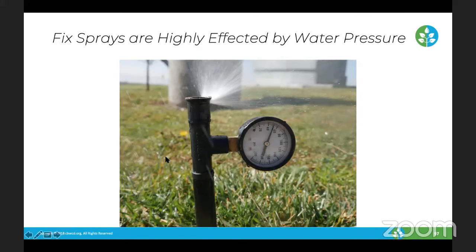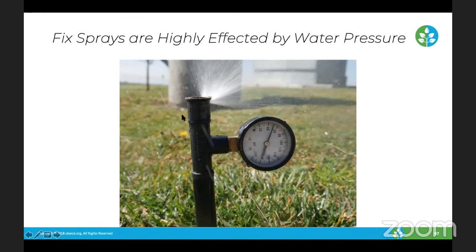30 psi seems pretty low in all actuality for your entire zone to be operating at, and that's a little tough. This one is operating at 50 psi. This is a pressure gauge that you can get online. This is the Hunter brand.